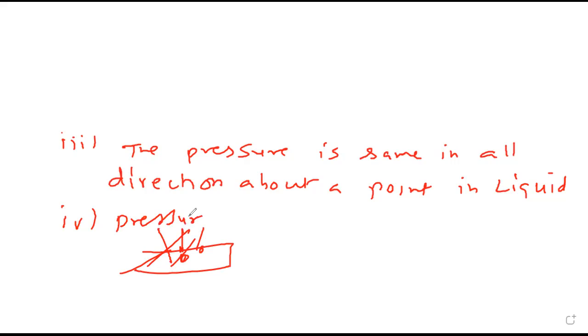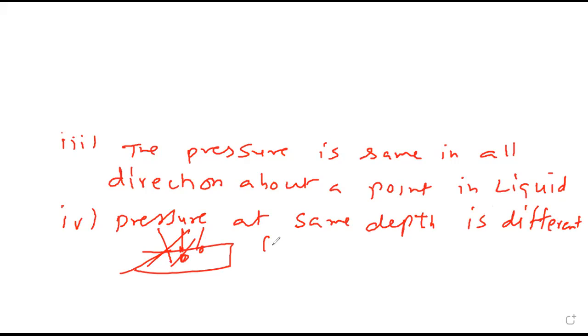Fourth point, pressure at same depth, that means same height. Pressure at same depth is different for different liquid. Can you tell why? Can you tell why pressure at same height is different in different liquid? Can anybody explain me why?